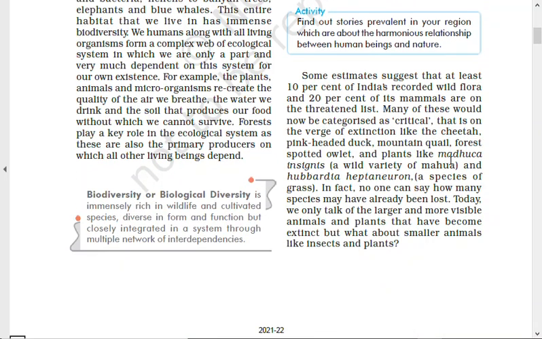The next paragraph says some estimates suggest that at least 10% of India's recorded wild flora and 20% of its mammals are on the threatened list. See the sparrows. Sparrows you will mostly not see in India now, if you talk about the cities. In rural or hilly areas you can still find them, but vultures are completely gone. We don't find vultures in our cities or villages because they are gone.